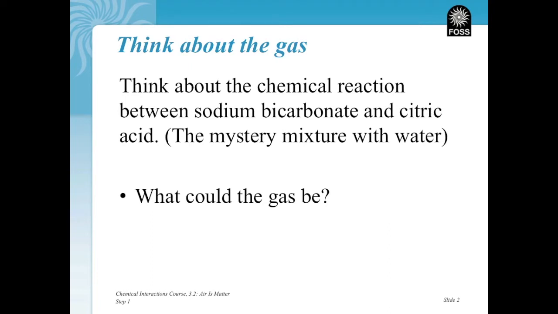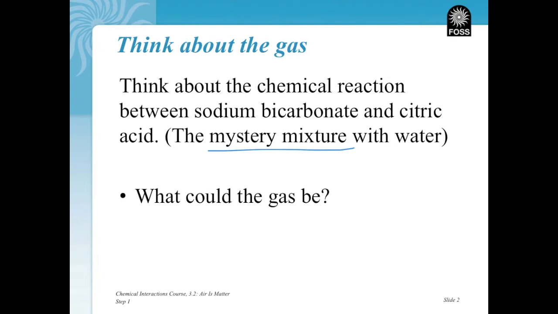So let's think back a little bit to the chemical reaction that we had between the sodium bicarbonate and the citric acid. And yes, that was the mixture with water. When we added the water to those two, it bubbled and fizzed. That demonstrates a chemical change. And in that chemical reaction, there was a gas that was given off. Now, what could that gas be?